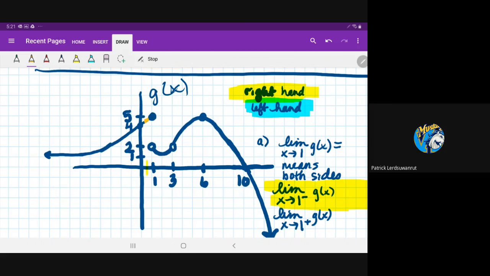And then 0.99999. As I'm going this way, I'm going to draw a little arrow. So I'm headed towards x equals 1. I'm going towards x equals 1. What y value am I going towards?